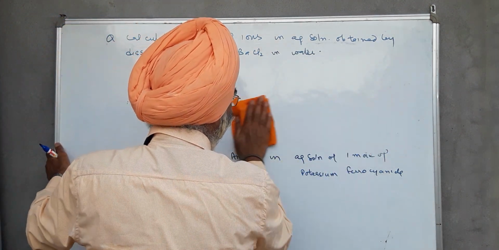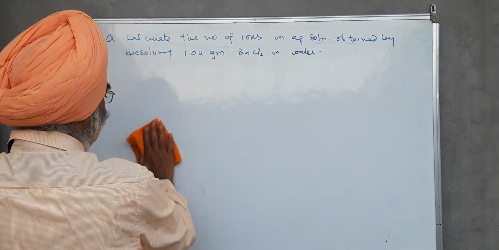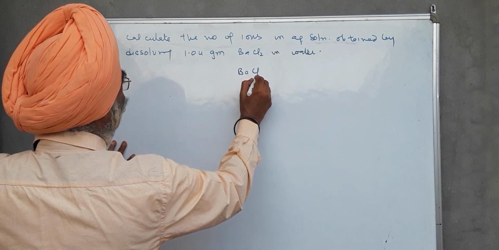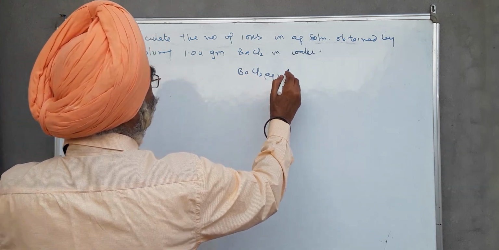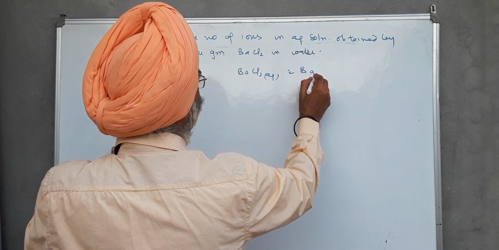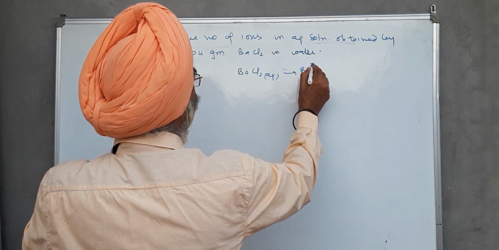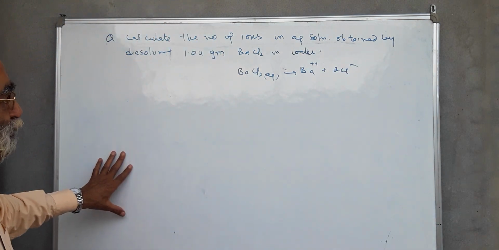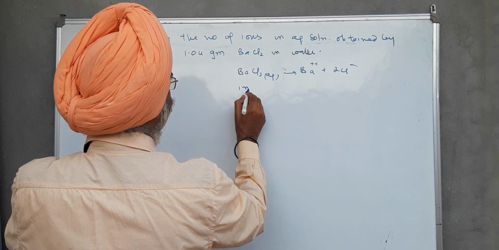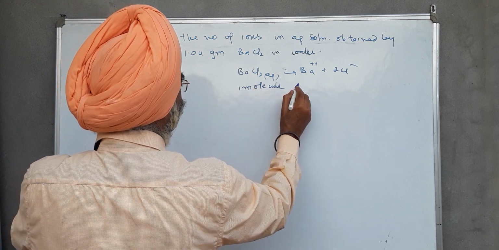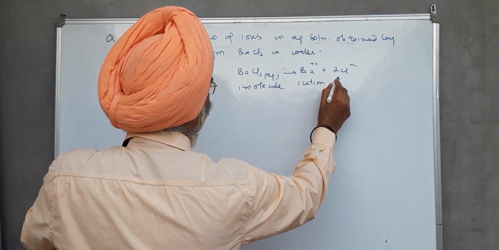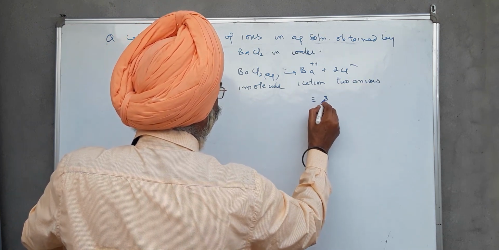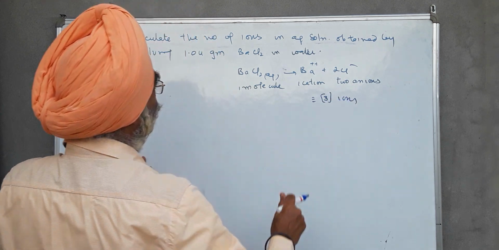The dissociation, first of all ionization and then dissociation. Barium chloride in aqueous solution: barium may be this cation and 2 chloride anions. This is one molecule. This is one cation, and these are 2 anions. That is, there are 3 ions per molecule.